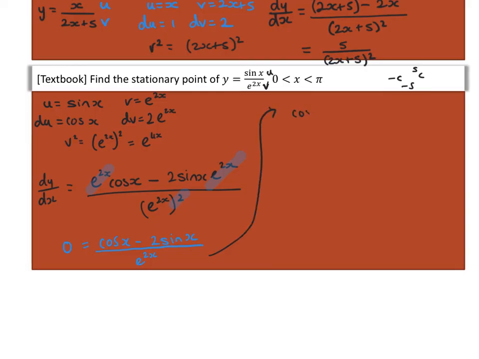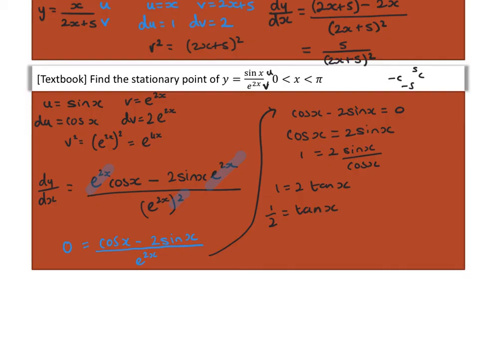So then I get cos of x minus 2 sine x equals 0. I can rearrange this. Cos of x equals 2 sine of x. I can now divide both sides by cos x. So 1 equals 2 lots of sine x over cos x, which we know is tan. So 1 equals 2 tan x. Divide both sides by 2, so a half equals tan x.